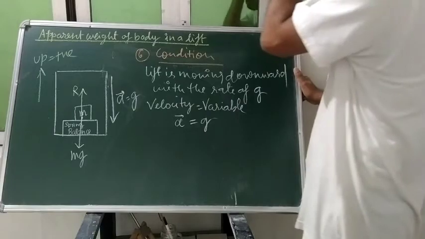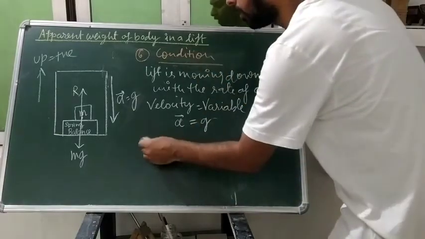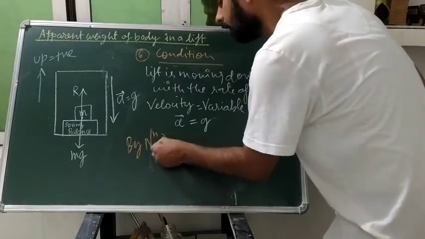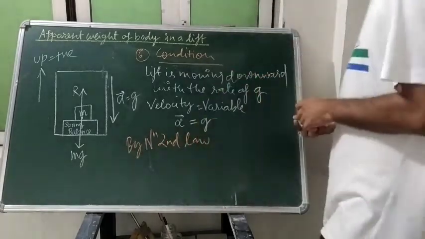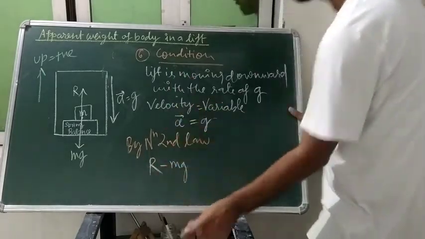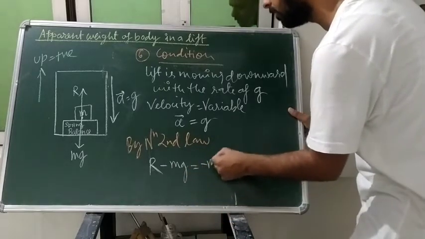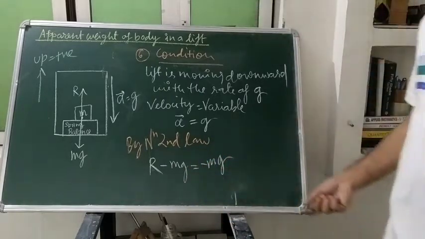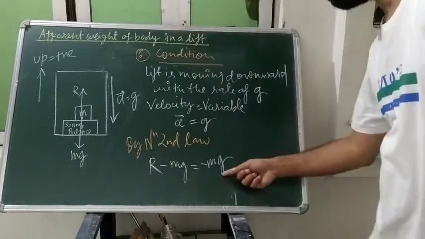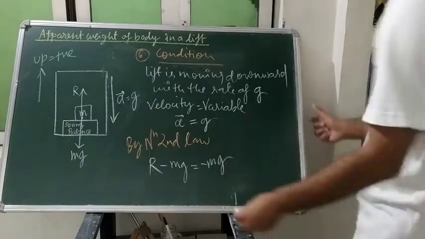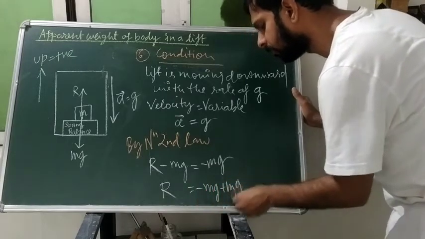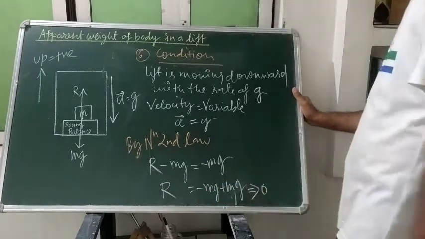So when a will be equal to g, you will look, by Newton's which law? By Newton's second law. Second law you will apply. R will be positive, minus mg will come. It is in the downward direction, equal to mass times the acceleration. Acceleration has become equal to g, so this should be equal to m times g. And in this situation, minus mg plus mg will get cancelled out, and you will get 0 here.